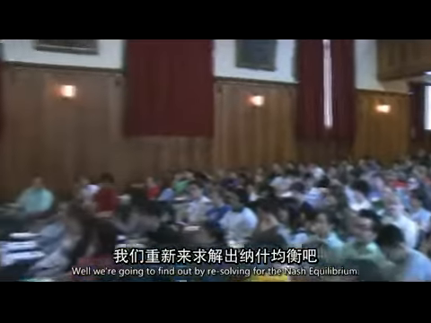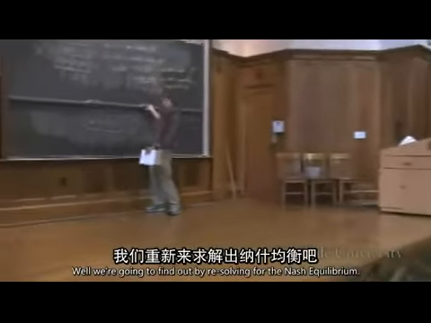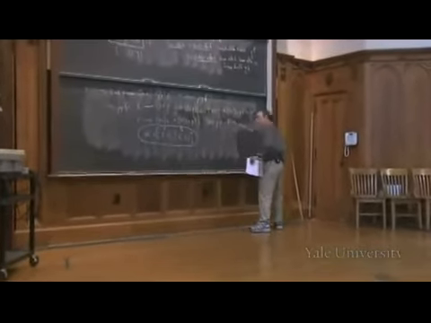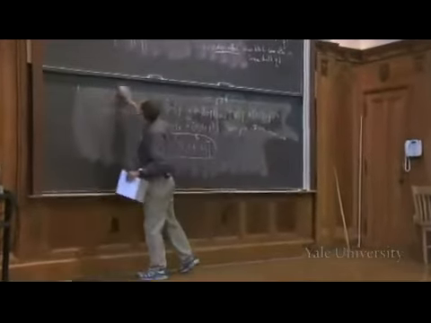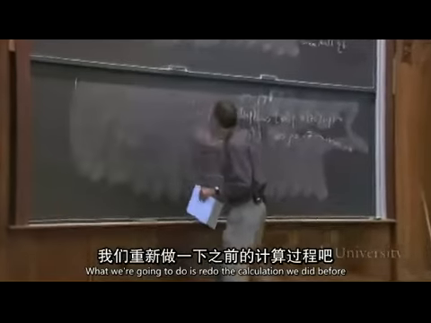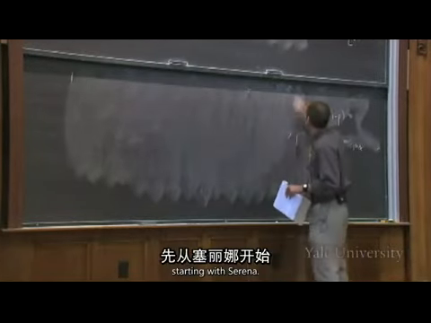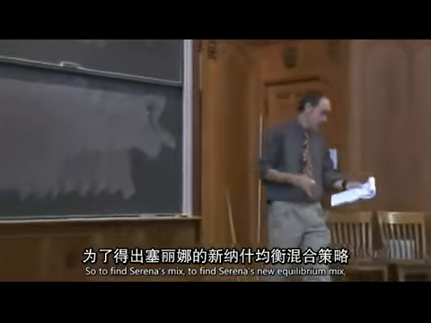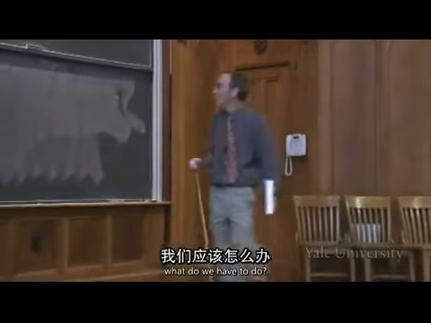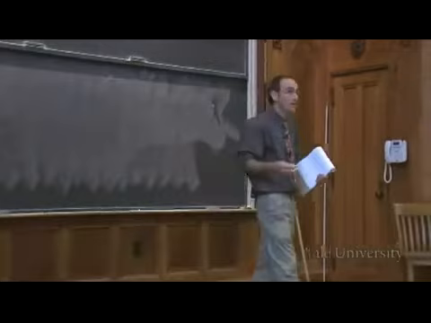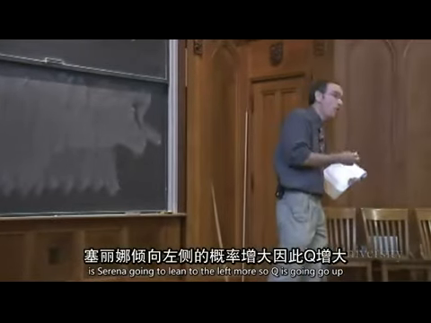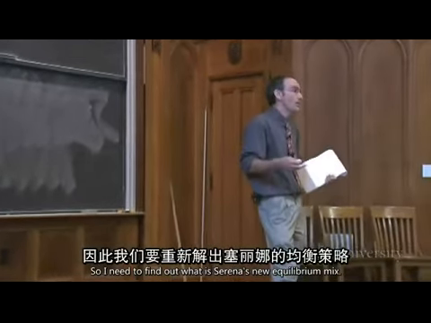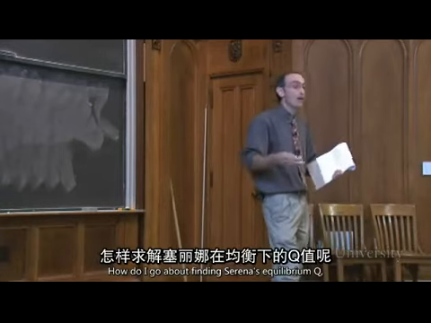We're going to find out by resolving for the Nash equilibrium. What we're going to do is redo the calculation we did before, starting with Serena. So to find Serena's new equilibrium mix, what do we have to do? The question is, in equilibrium, is Serena going to lean to the left more, so Q is going to go up, or less, so Q is going to go down? So I need to find out what is Serena's new equilibrium mix. What's the new Q? How do I go about finding Serena's equilibrium Q?